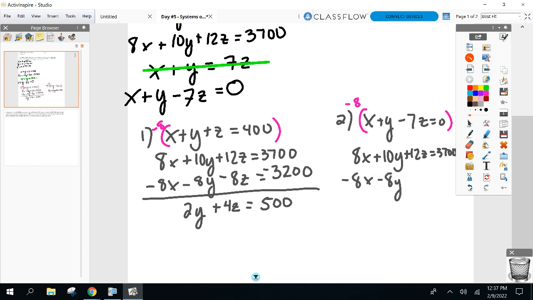Ooh, what about here? Plus, we're going to the calculator for that one. 56z. And what am I still left with on the right side? Negative 8 times 0. Oh boy. Go to your calculators. Hurry up. 0.